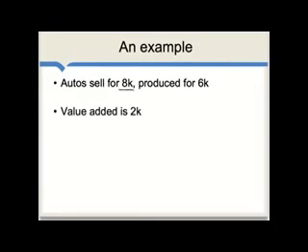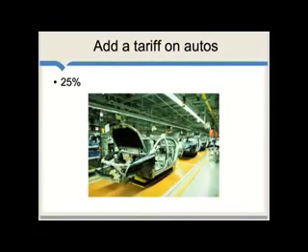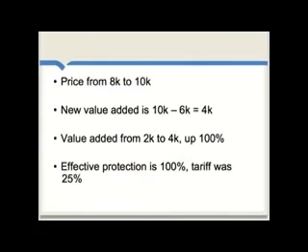So let's take an example. Say, for instance, that automobiles are selling for $8,000, they are produced for $6,000, and that will mean per automobile a value added of $2,000. Now we're going to add a tariff on automobiles coming in from foreign nations, and the size of that tariff will be 25% of the price of the automobile sold.